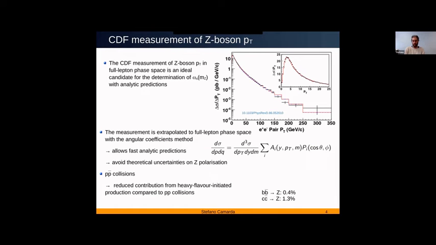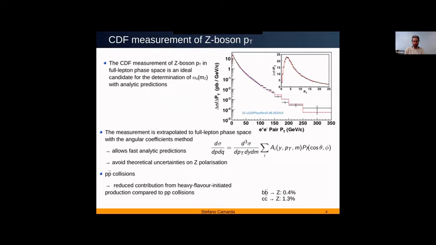Concerning the experimental data that I've chosen to work with, this is the CDF measurement of the Z-boson PT distribution in full lepton phase space. This is a very good candidate for a determination of alpha S and Z with this technology. The first reason is that the measurement is extrapolated to full lepton phase space. So this is still currently the only measurement of this kind. And the extrapolation is done with the angular coefficient method, which is quite a nice method because it allows an extrapolation that basically has little theoretical uncertainty because it relies on the analytic continuation of some spherical harmonics.